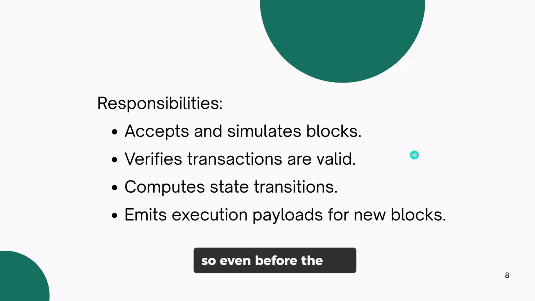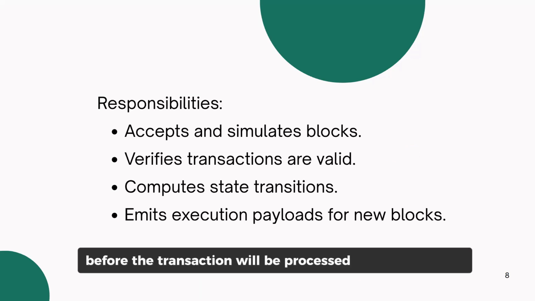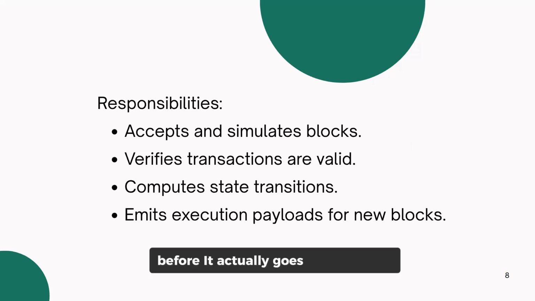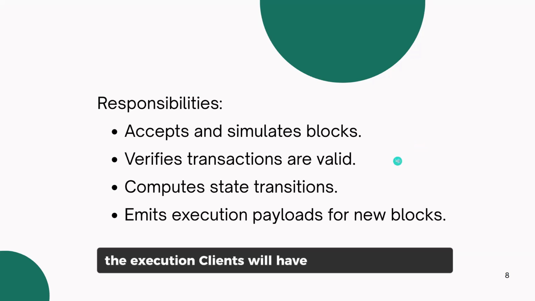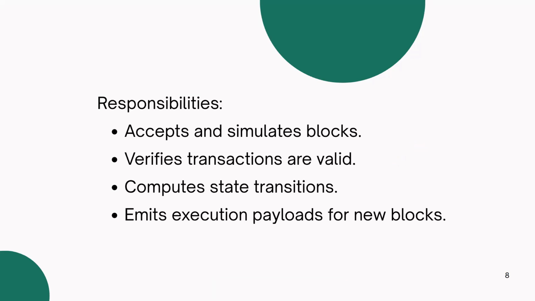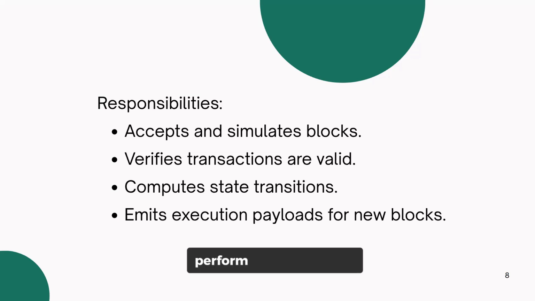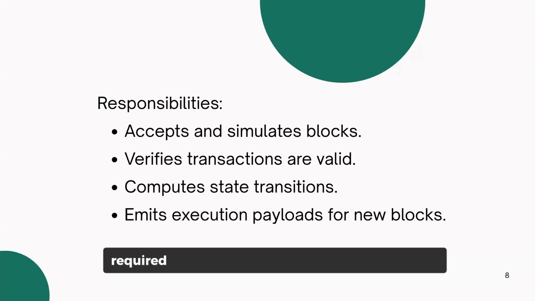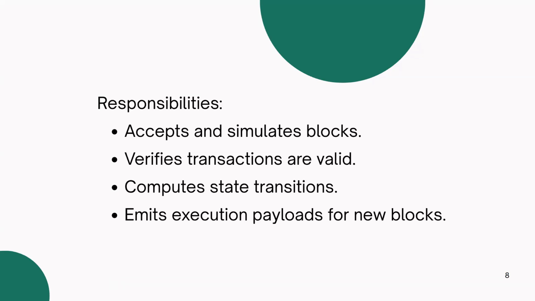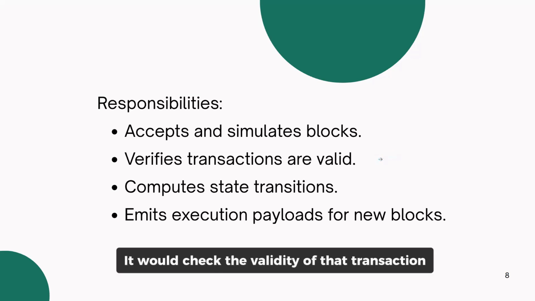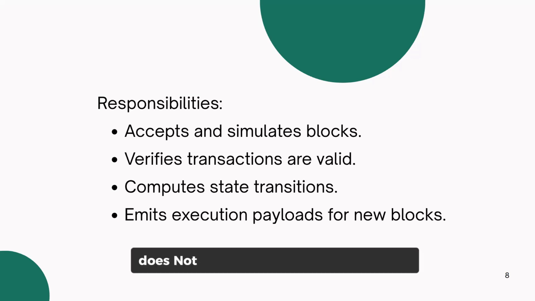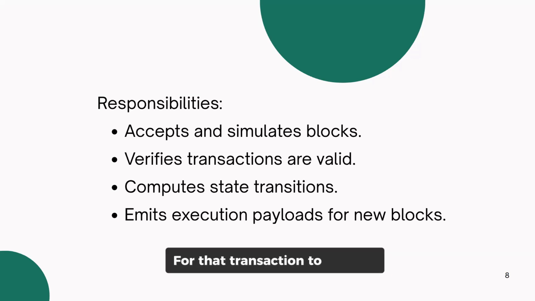So even before the transaction is processed and validated, called out from the mempool and all of those processes, before it actually goes as successful, the execution client will have to check the validity of that transaction. It checks the person who is trying to perform this transaction: does he have the required criteria to make this transaction possible? So if the person trying to execute the transaction does not have the adequate amount of ETH for that transaction to happen, it returns false. It returns a failed transaction.